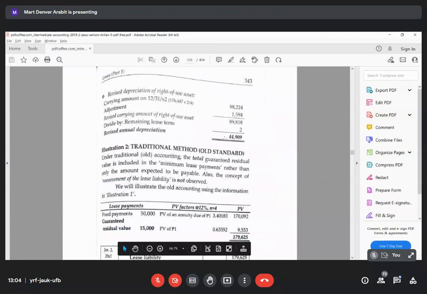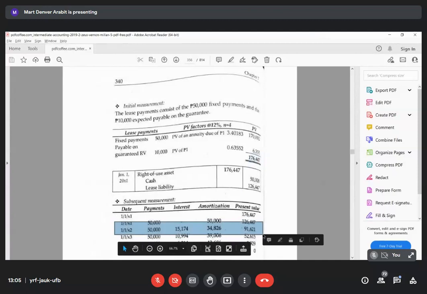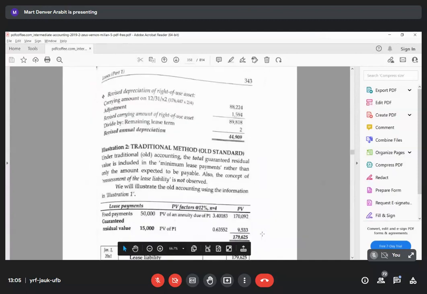So, revised depreciation. It is already 2 years depreciated. So, 176. This is the initial amount we recognized. It is already depreciated for 2 years, because the changes happened on January 1, 2023. So, this is now its book value.